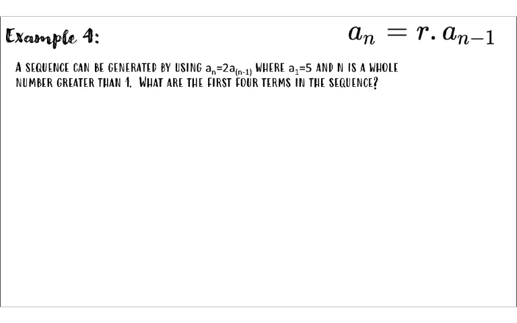A sequence can be generated by using the formula a sub n is equal to 2 times the previous term, where the first number in the sequence, or a sub 1, is equal to 5. And we need to find the first 4 terms of that sequence. Okay, so when you look at the recursive formula, I do want to make note of this. You're looking to find, okay, what is the common ratio? And looking at the formula that I gave you, the common ratio is always being multiplied in the front. So I want to make note of that before I end the video. That is always the common ratio, the number being multiplied in the front.